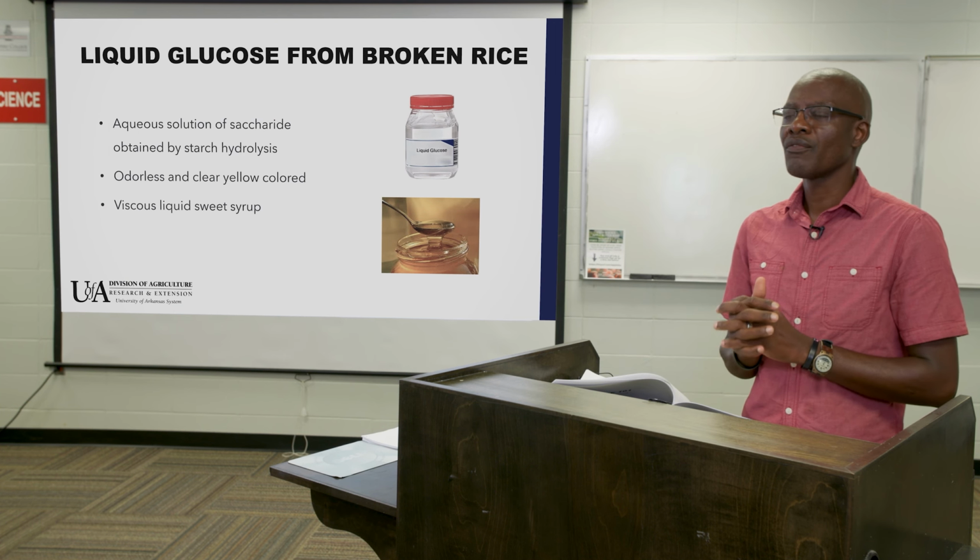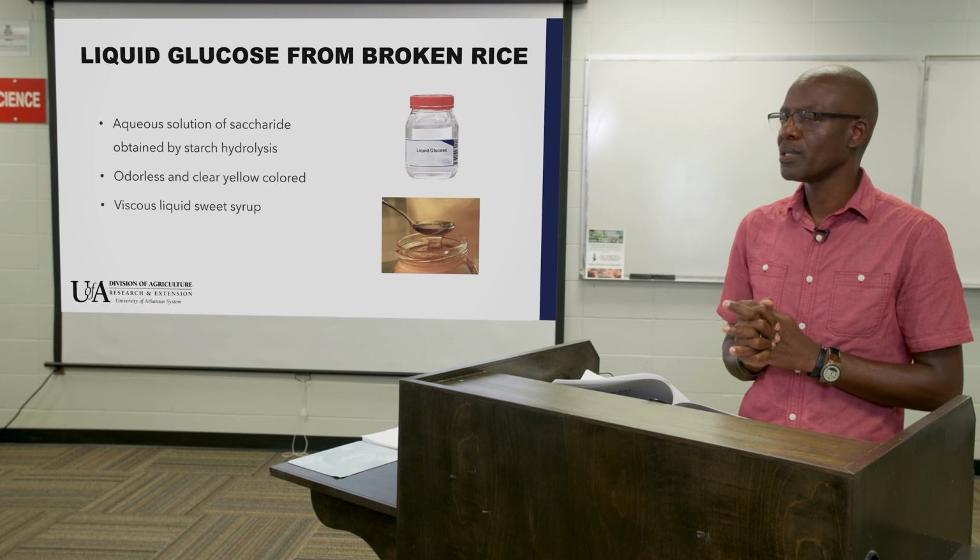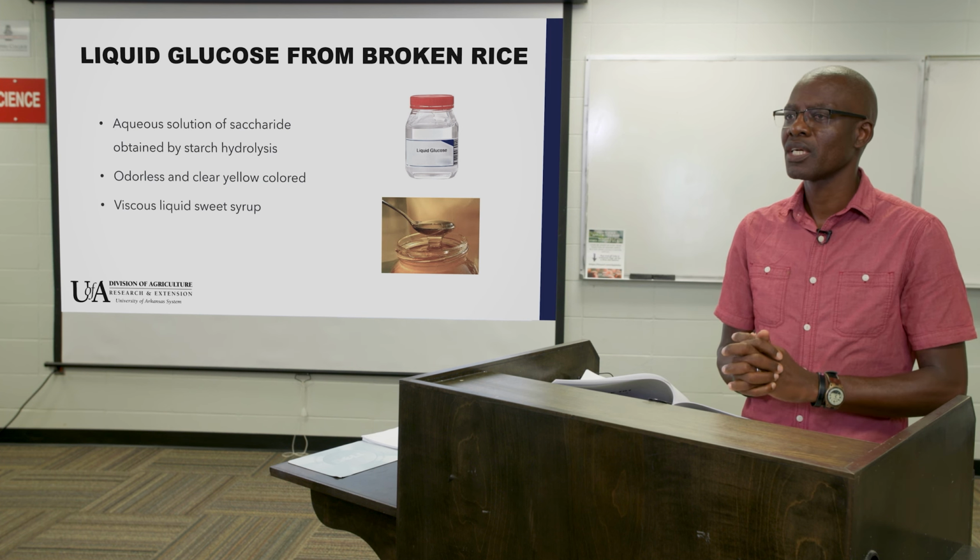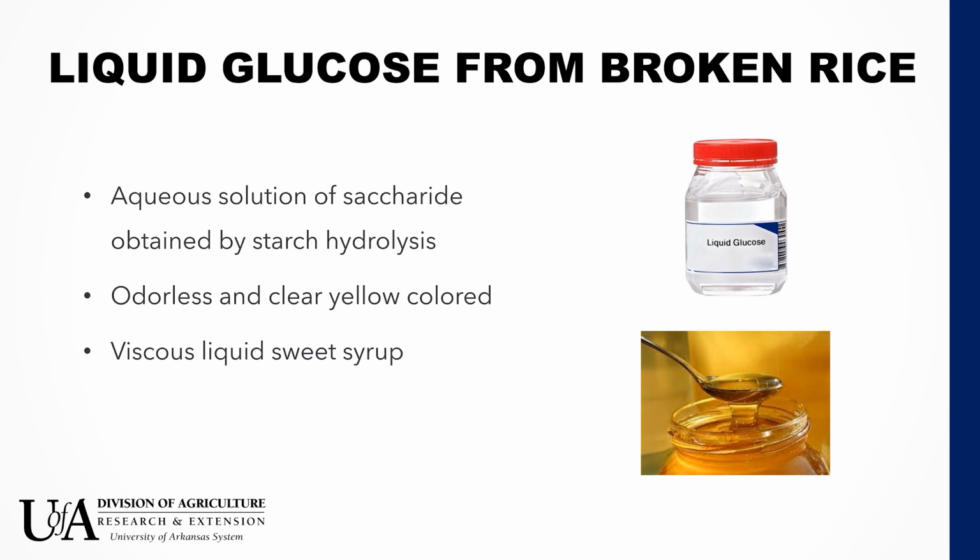Then we also have liquid glucose that has been produced from broken kernels. These are basically an aqueous solution of saccharides that is obtained by a starch hydrolysis process. It's typically odorless, clear, and sometimes yellow colored, and is a viscous sweet syrup. And so that image kind of shows what liquid glucose would look like. And this is a byproduct, again, from broken rice.